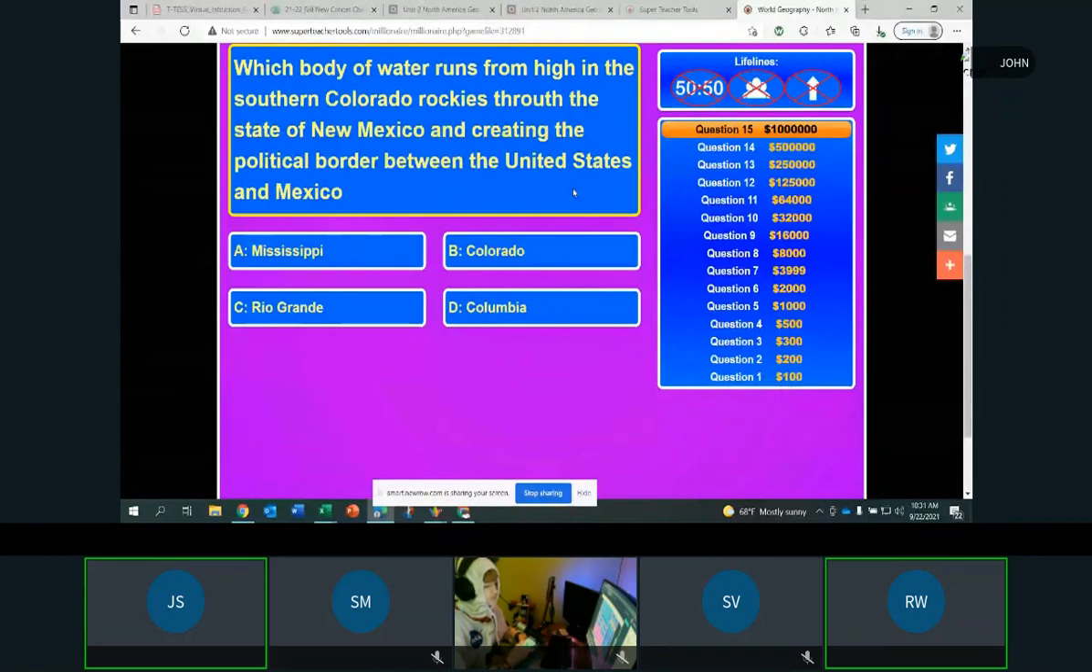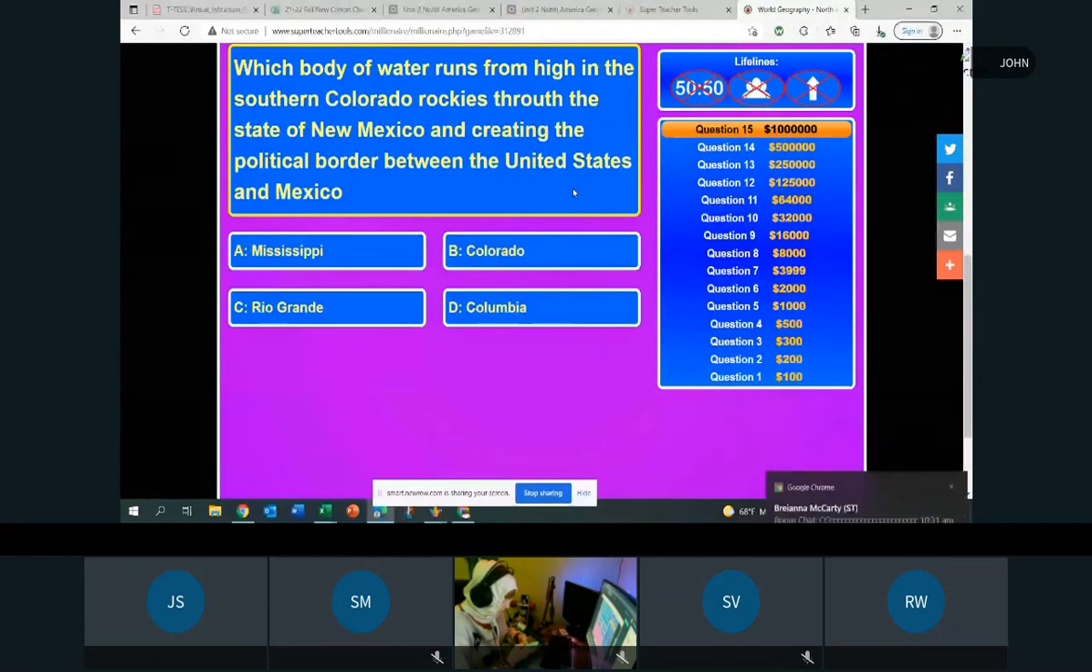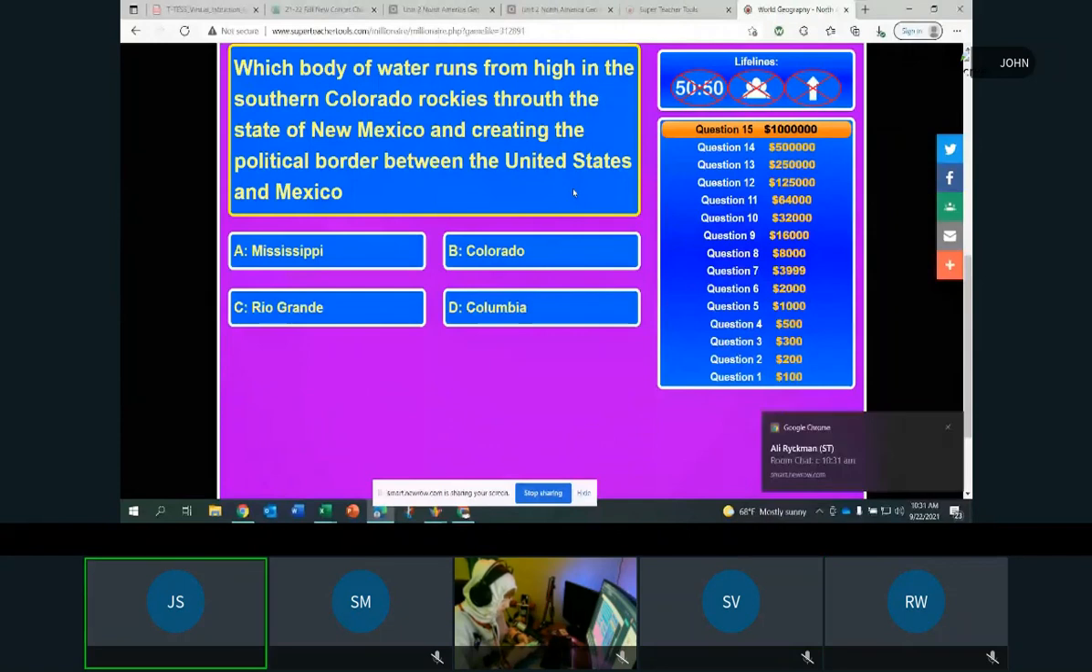Which body of water runs from high in the southern Colorado Rockies throughout the state of New Mexico and creates the political border between the United States and Mexico? Mississippi, Colorado, Rio Grande, or Columbia? Come on, guys, we gotta get it right, or else we'll lose all this money. Oh no, I think you guys can get this one. This is a pretty big one for Texas. We should know this answer, shouldn't we? This is a Texas answer, isn't it?